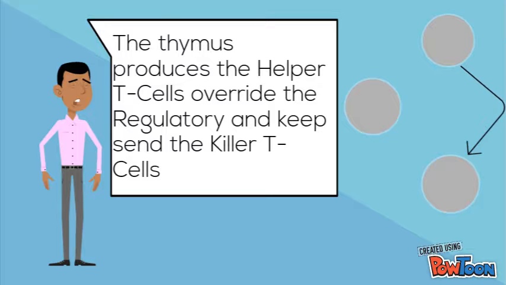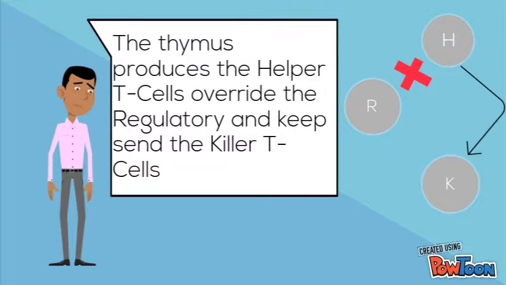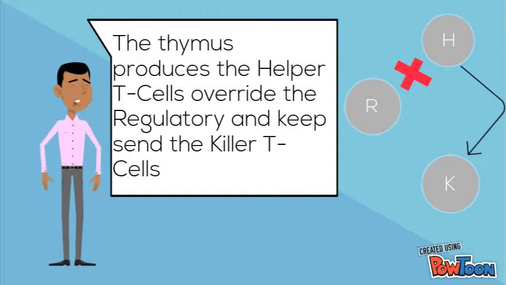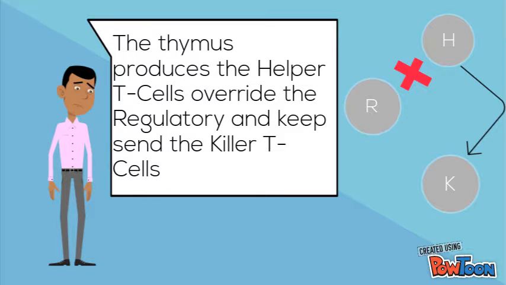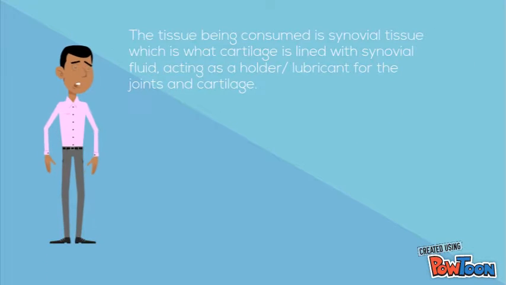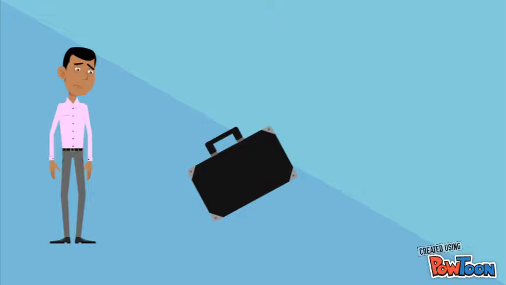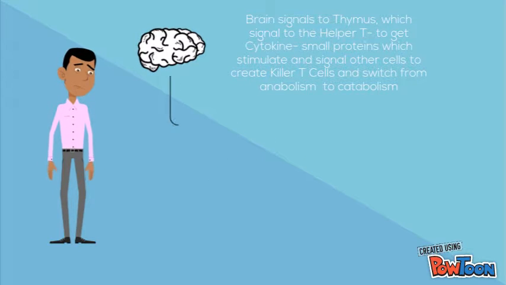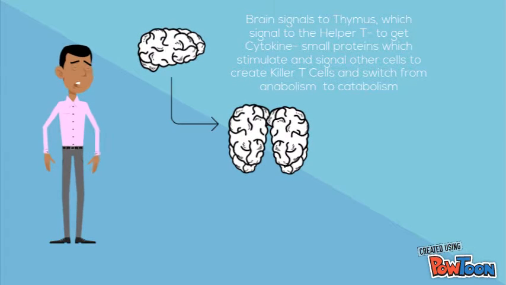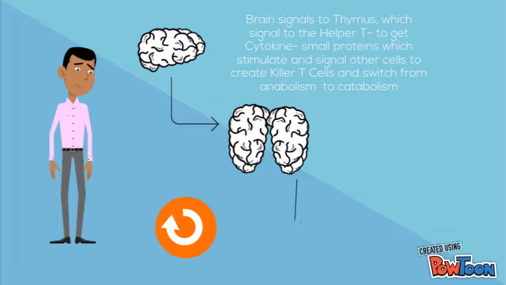This happens due to the helper T cell attaching to its receptor outside the cell, signaling cytokine to bring in the killer T cell, which destroys everything. The regulatory T cell can't turn this process off because there's no indication that the threat is ever over. So the autoimmune disease rheumatoid arthritis targets synovial tissue, which is the lining or lubricant between the joints of the cartilage.